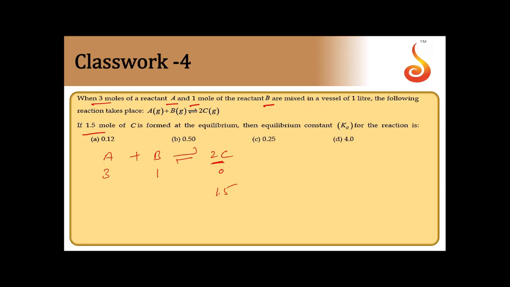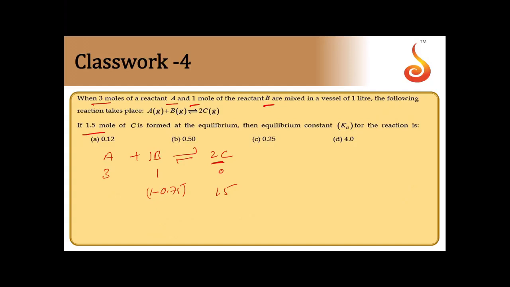1 mole of B gives 2 moles of C. Since we got 1.5 moles here, 0.75 moles of B should react, half should react there. So 1 minus 0.75 we have. Once again, 1 mole of B as per stoichiometry gives rise to 2 moles of C. We got 1.5 moles, therefore 0.75 should react here.